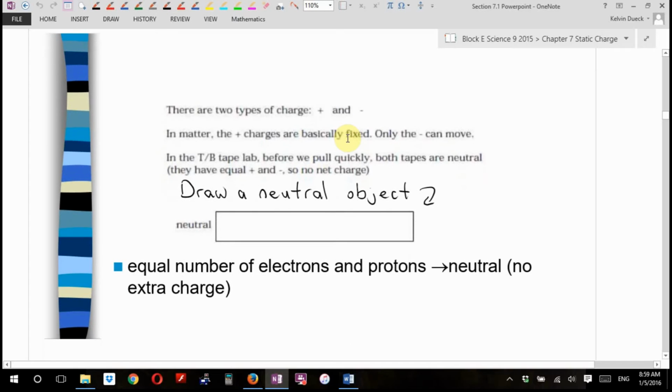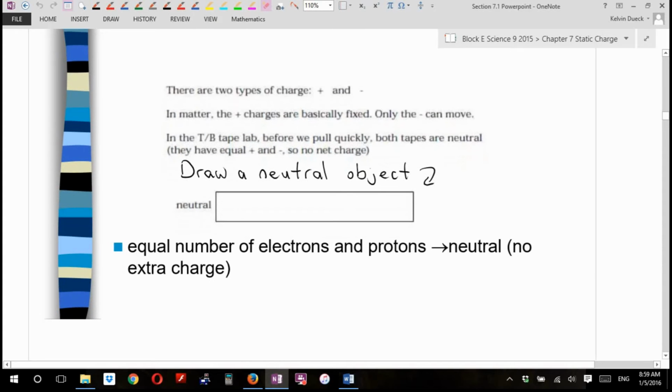So we have two types of charge, positive and negative. In matter, the positive charges, the protons, are basically fixed in place. Only the negative charges can move. So in the tape lab, before we pull quickly, both tapes are neutral. They have equal positives and negatives, so no net charge.